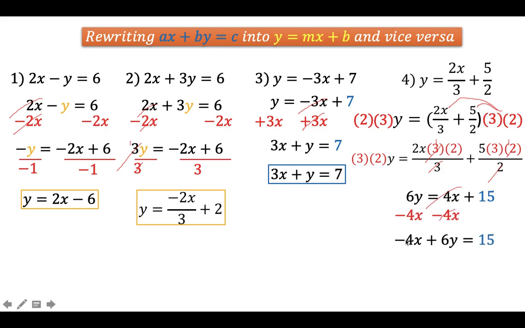On the other side, negative 4x, then write down plus 6y. Then we want the first term to be expressed in positive, so we can multiply each side by negative 1 or simply divide both sides by negative 1. So negative 4x divided by negative 1 is positive 4x. Positive 6y divided by negative 1 is negative 6y. Then finally 15 divided by negative 1 is negative 15, and this will be our answer.